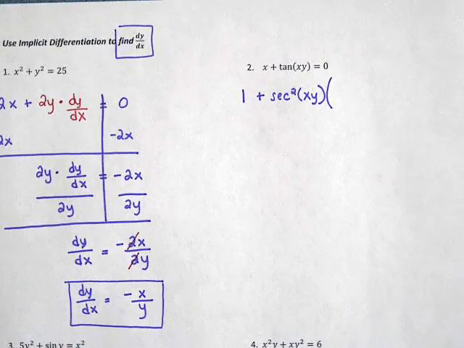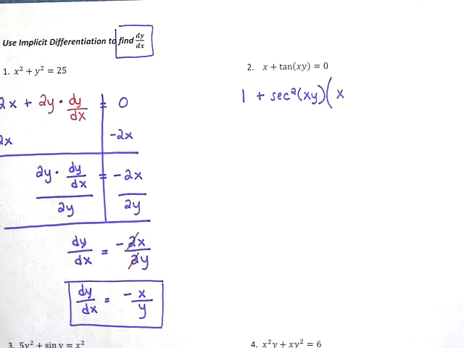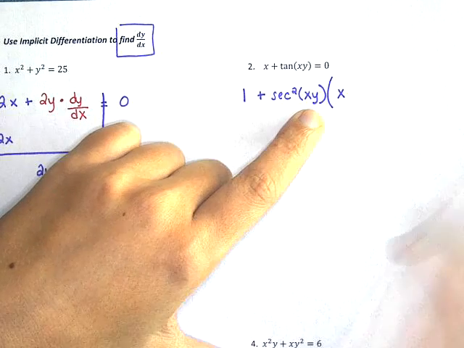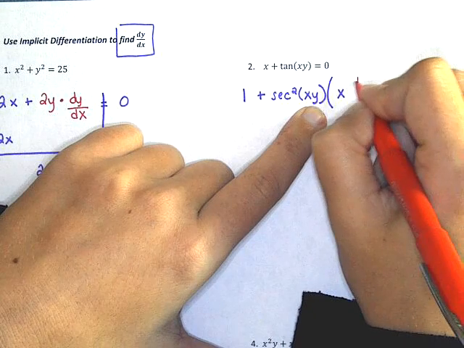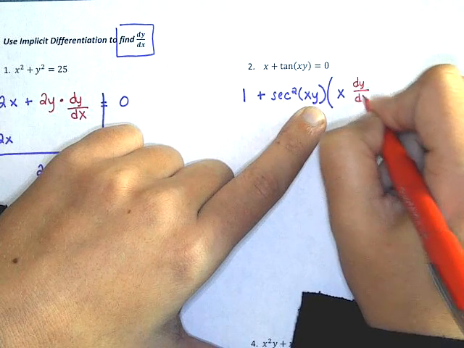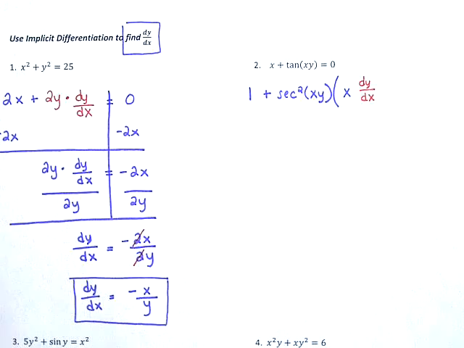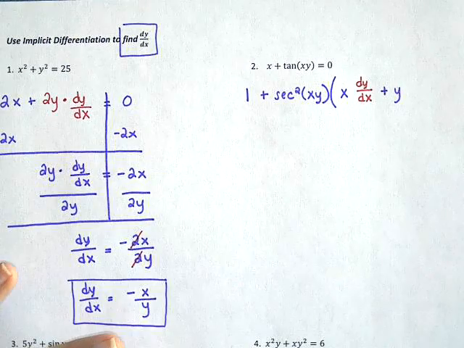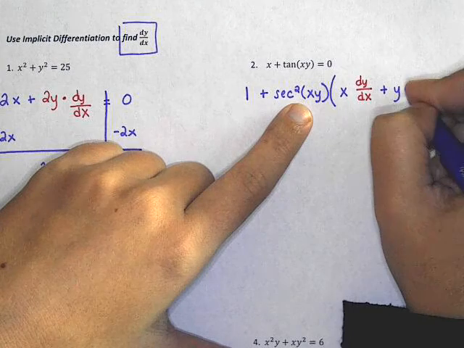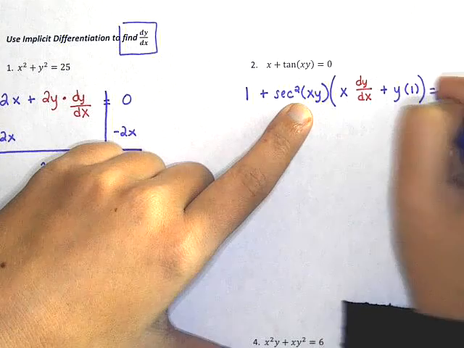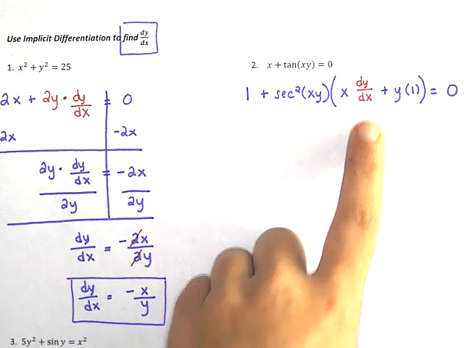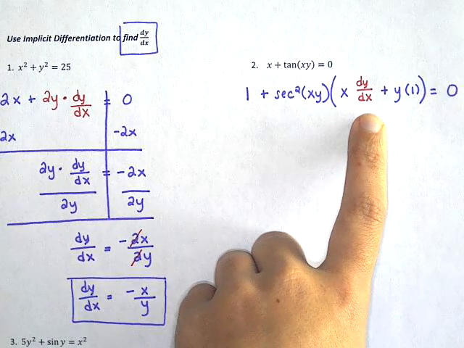So, product rule says, copy the x, take the derivative of y. Now the derivative of y would just be 1, but because it's a y, we need to multiply by dy over dx. Plus, copy the y, take the derivative of x, which would just be 1, equals the derivative of 0, which is just 0. Now remember, our goal here is to get the dy over dx by itself.